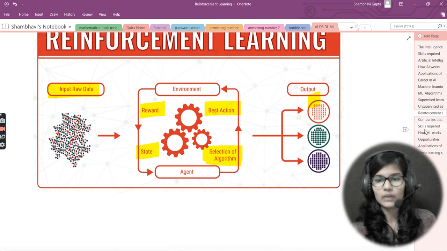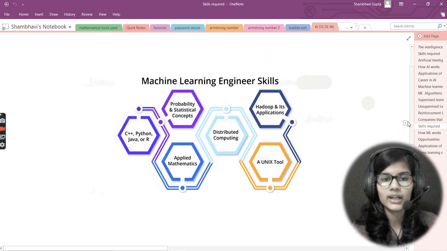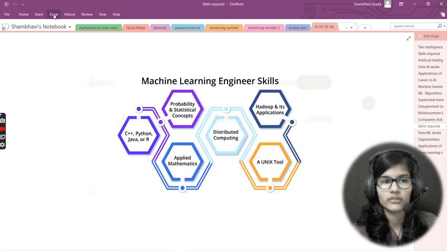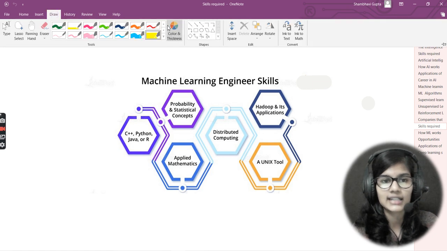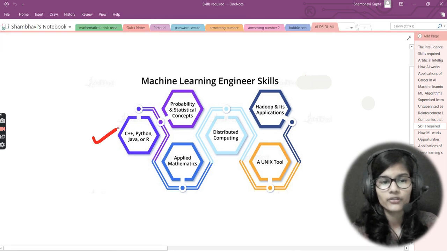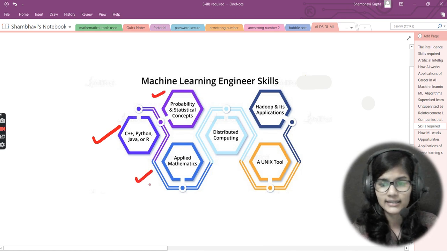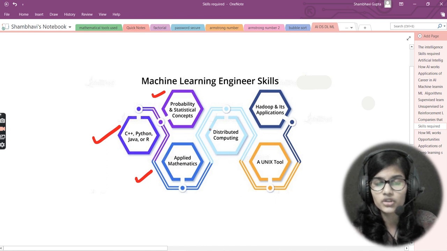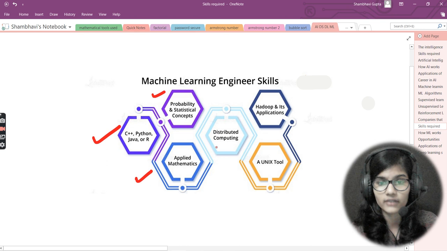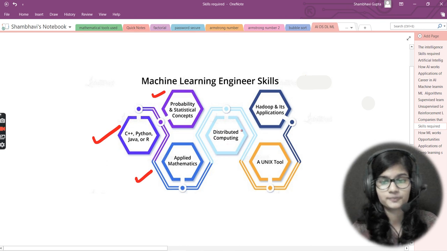Right, now we'll be seeing what are the skills required for the machine learning engineer, the ML engineer. So first one is a programming language, C++ or Python or Java or R, whatever suits you best. You have probability and statistical concepts. Second, applied mathematics like linear algebra, matrices, determinants. Then you should have knowledge of distributed computing.